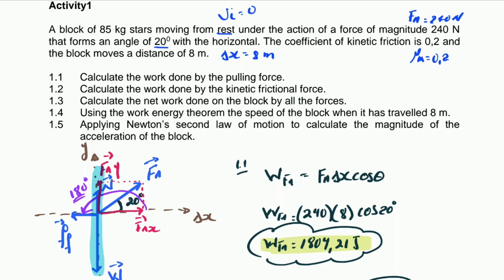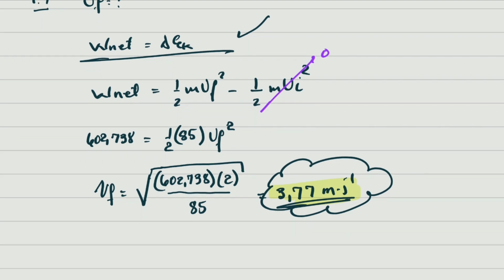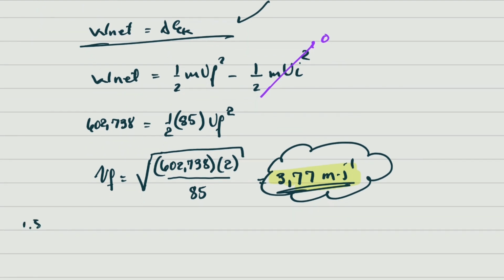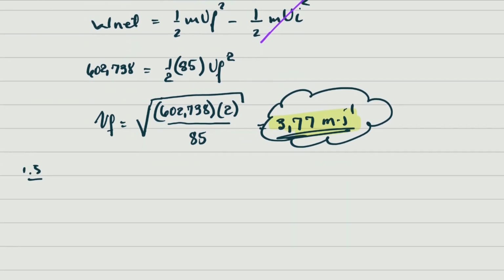Apply Newton's second law of motion to calculate the magnitude of the acceleration of the block. So now it's question 1.5, where they're asking you to use Newton's second law to calculate the acceleration of the block. So how to calculate with Newton's second law? I'm going to try to leave links also for this question because it's not related and you may forget. The net force is equal to the product of mass and acceleration, that is Newton's second law.